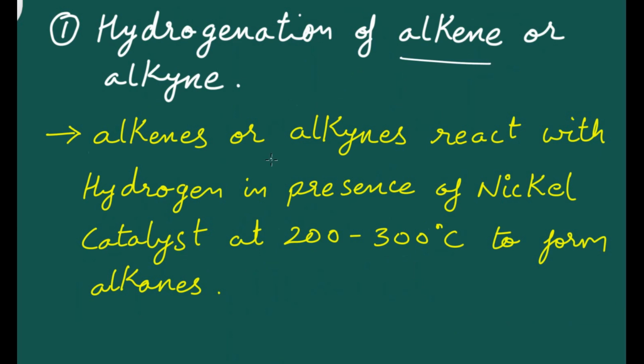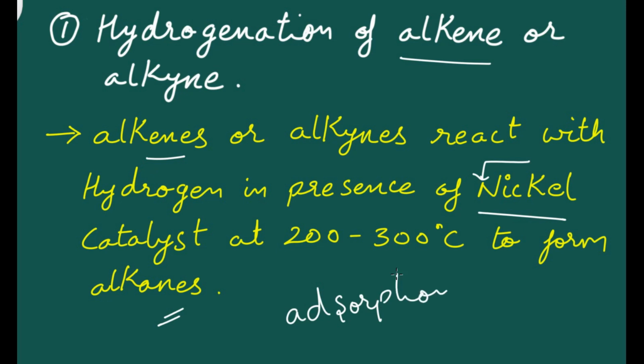Hydrogenation of alkenes or alkynes. The statement will be: alkenes or alkynes react with hydrogen in presence of nickel catalyst at 200 to 300 degrees Celsius to form alkanes. Since we are using nickel as catalyst, and nickel is a metal, we can simply state that it is adsorption based. The hydrogen will be adsorbed on the surface and then the alkene or alkyne double bond or triple bond will react with that hydrogen to give alkane.